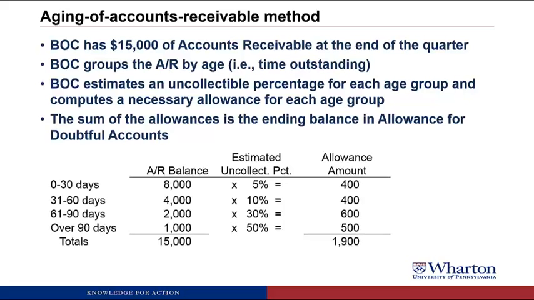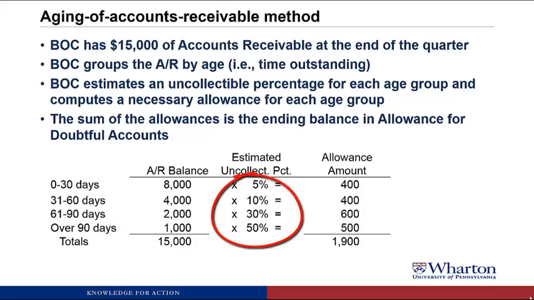If you look at the breakdown of BOC's receivables, you see that they have $8,000 of receivables that are 0 to 30 days old, $4,000 of receivables that are 31 to 60 days old, $2,000 of receivables that are 61 to 90 days old, and $1,000 of receivables that are over 90 days old. So we've been waiting over 90 days to collect the cash. For each category, we come up with an estimated uncollectible percentage.